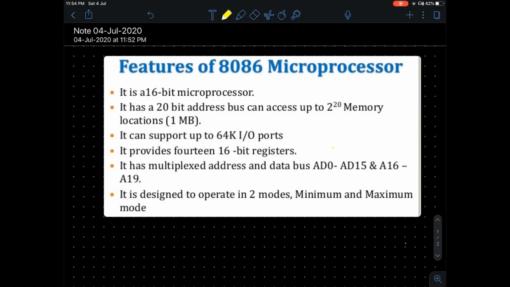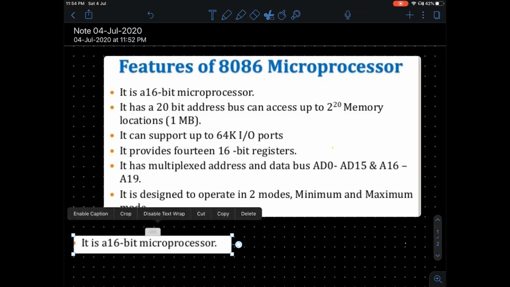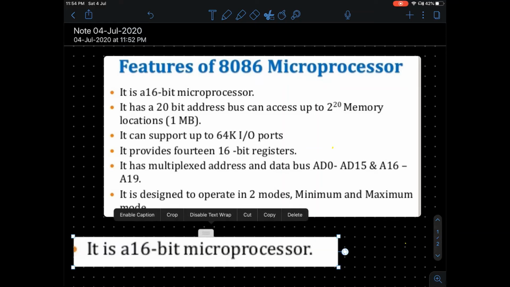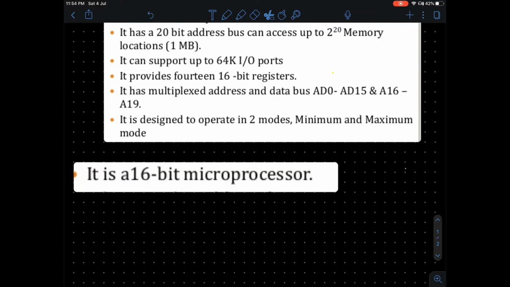Features of 8086 microprocessor. Very first feature is it is a 16-bit microprocessor.